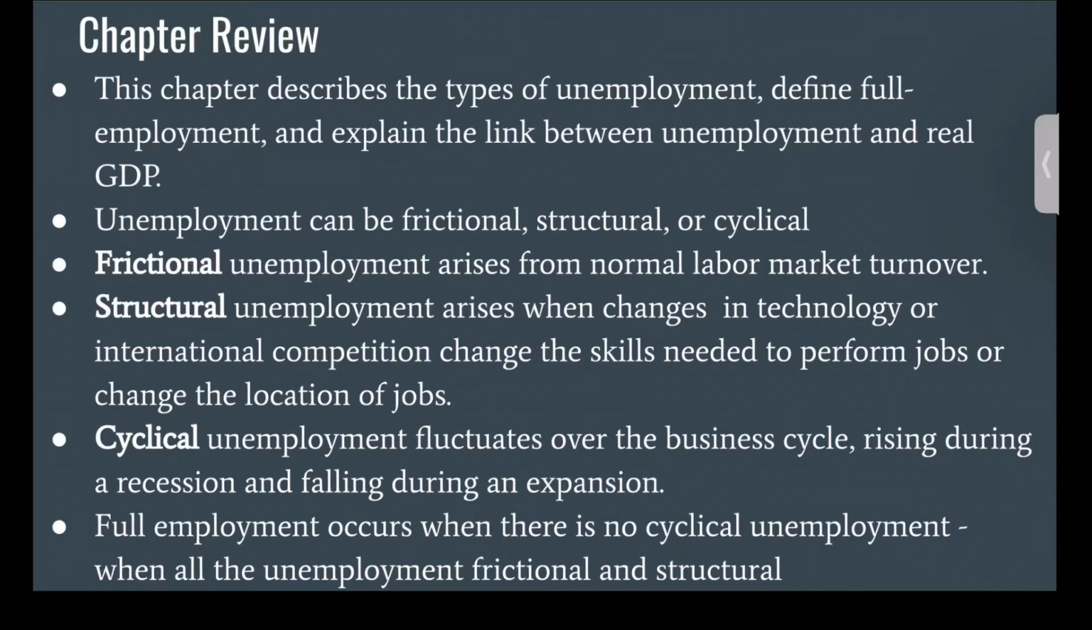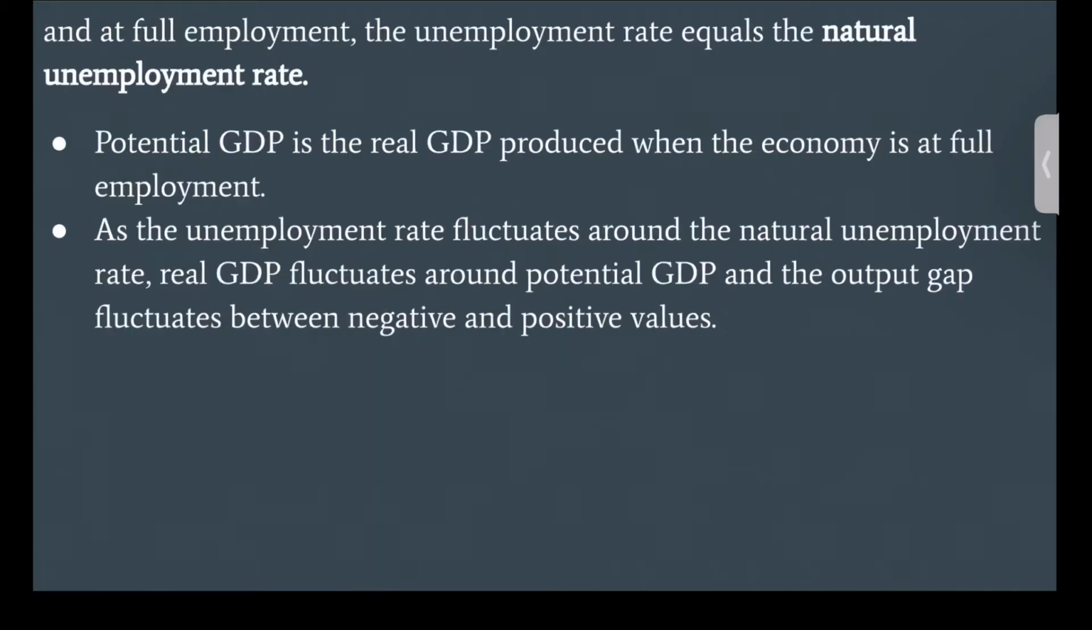Full employment occurs when there is no cyclical unemployment, when all the unemployment is frictional or structural. And at full employment, the unemployment rate equals the natural unemployment rate. Potential GDP is the real GDP produced when the economy is at full employment. As the unemployment rate fluctuates around the natural unemployment rate, real GDP fluctuates around potential GDP and the output gap fluctuates between negative and positive values.